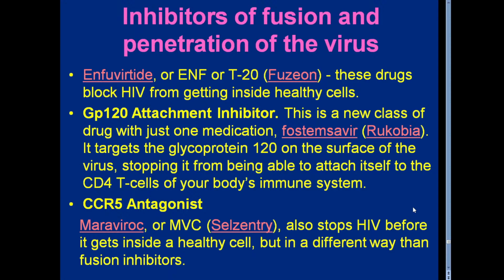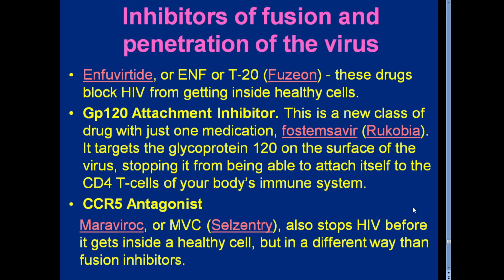The next group, maybe the new generation of antiretroviral drugs, inhibitors of fusion and penetration of viruses. The first, enfuvirtide or Fuzeon. This drug blocks HIV from getting inside healthy cells. It doesn't allow binding with receptors.